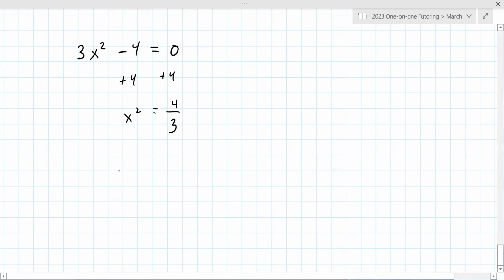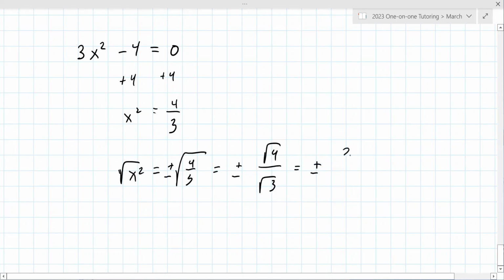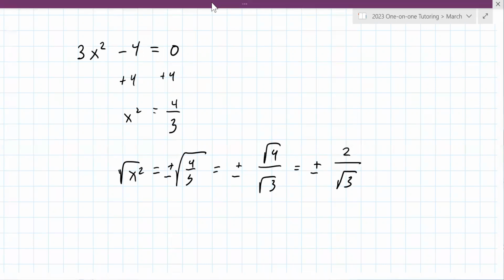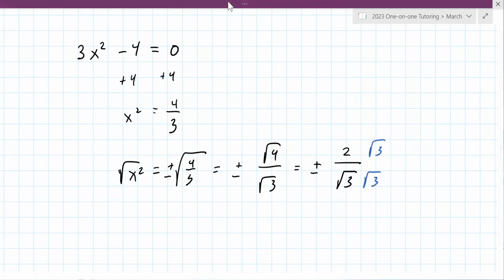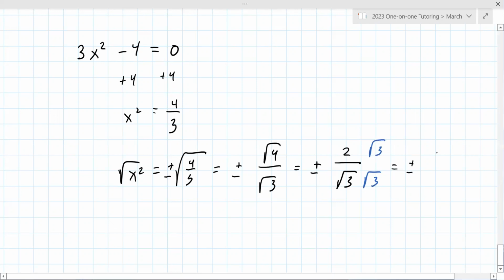I'm thrilled with you giving me any of the following here. The square root of 4 over the square root of 3 equals plus or minus 2 over the square root of 3. And then you would multiply by the square root of 3 over the square root of 3. You multiply the bottom, square root of 9.